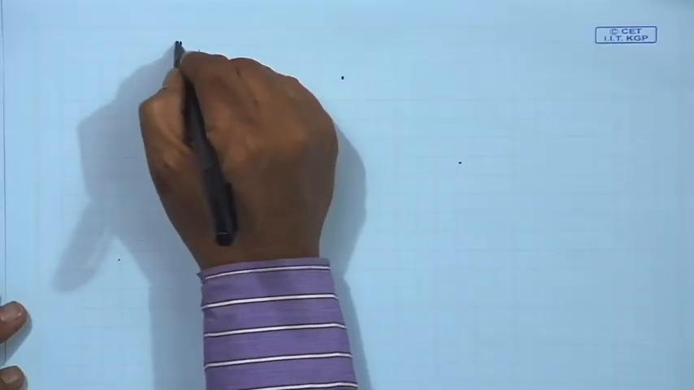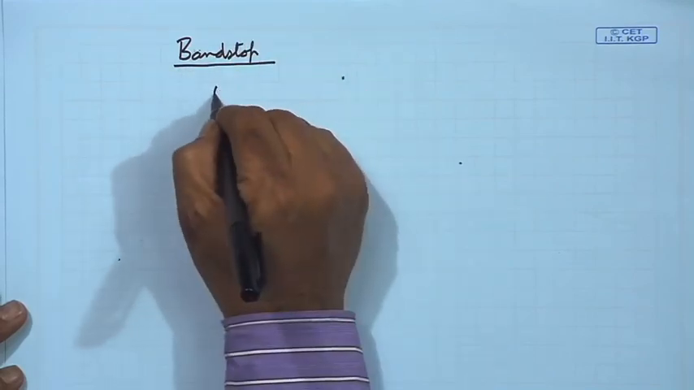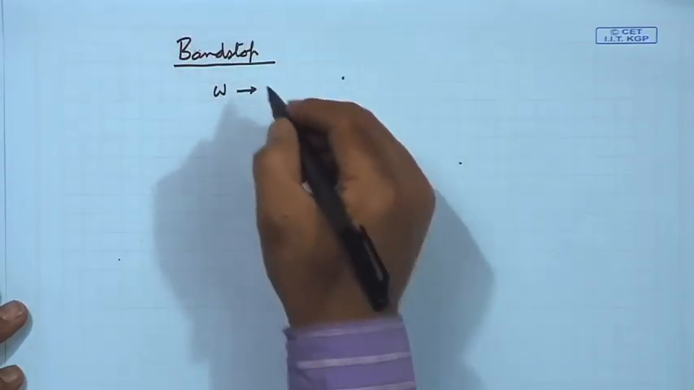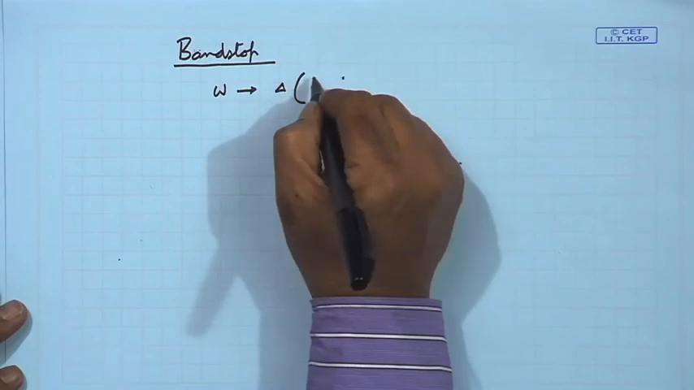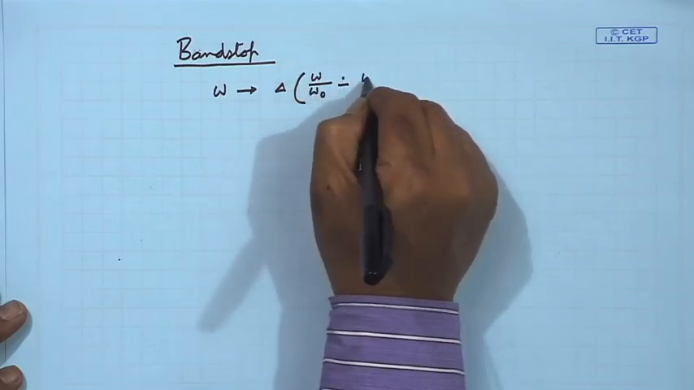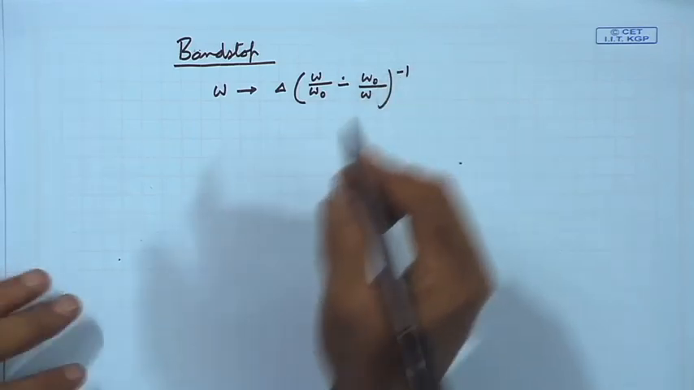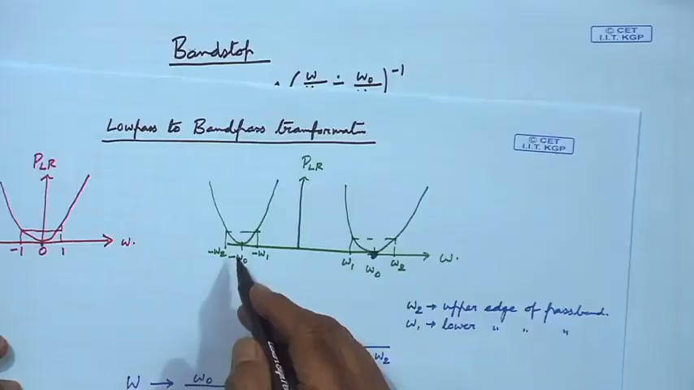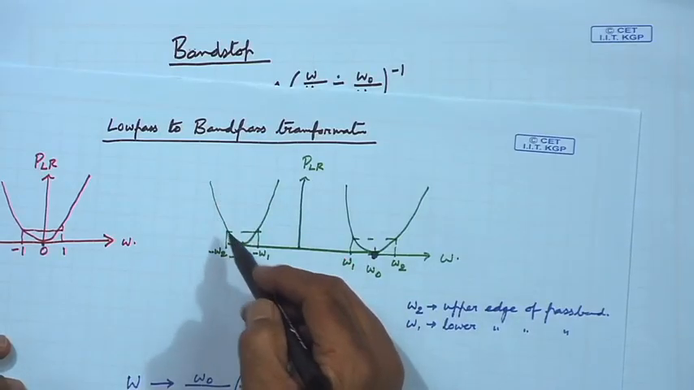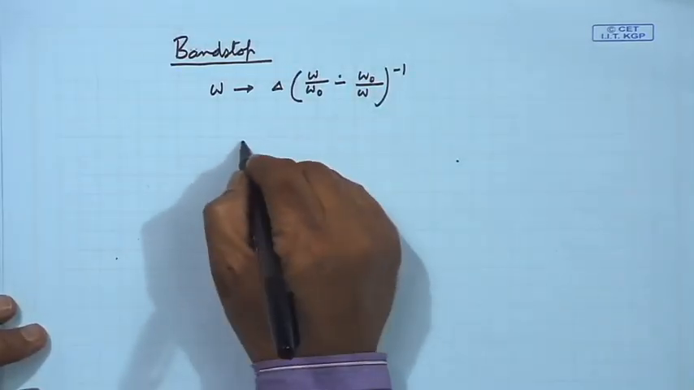Now, I am giving the bandstop transformation. In bandstop, we have just the inverse of these. There, omega by delta was 1 by delta, omega by omega naught minus omega naught by omega; here it is omega by omega naught minus omega naught by omega, to the power minus 1. So, you can check that the characteristic, instead of this, will be high at this point. It is just the inverse of this.